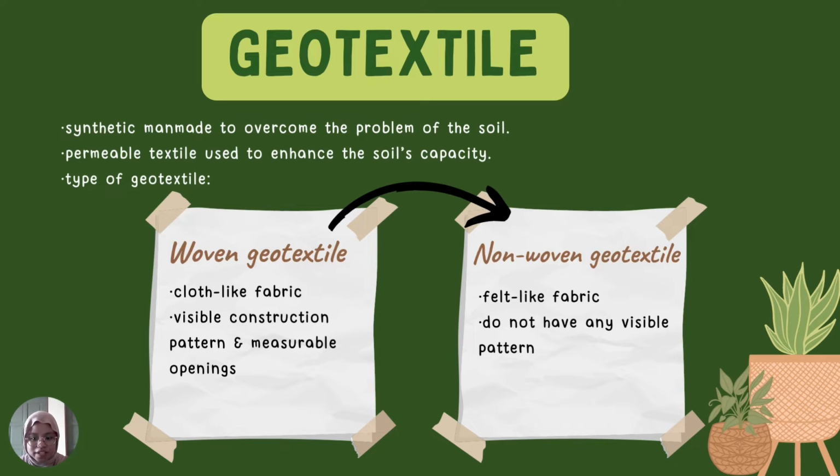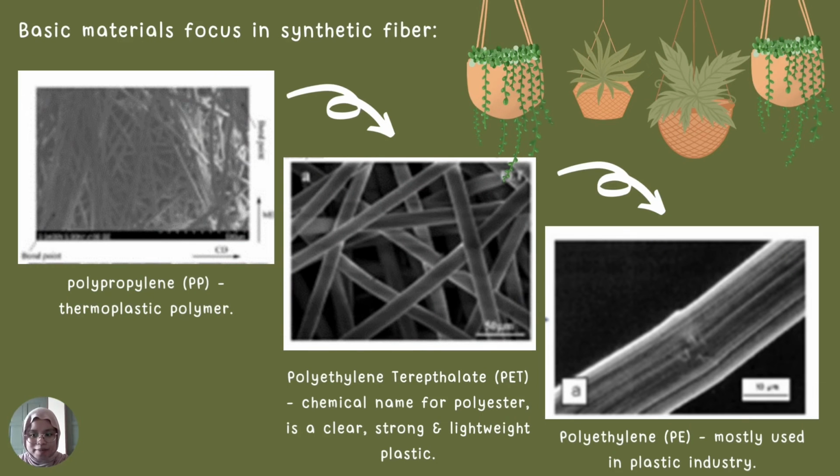Next, the non-woven geotextile has a felt-like fabric that does not have any visible pattern. The non-woven geotextiles are formed by placing threads in a mat randomly bonded by needle punching, heat bonding, or resin bonding. So the basic materials are focused on synthetic fiber, which are polypropylene, polyethylene terephthalate, and polyethylene.